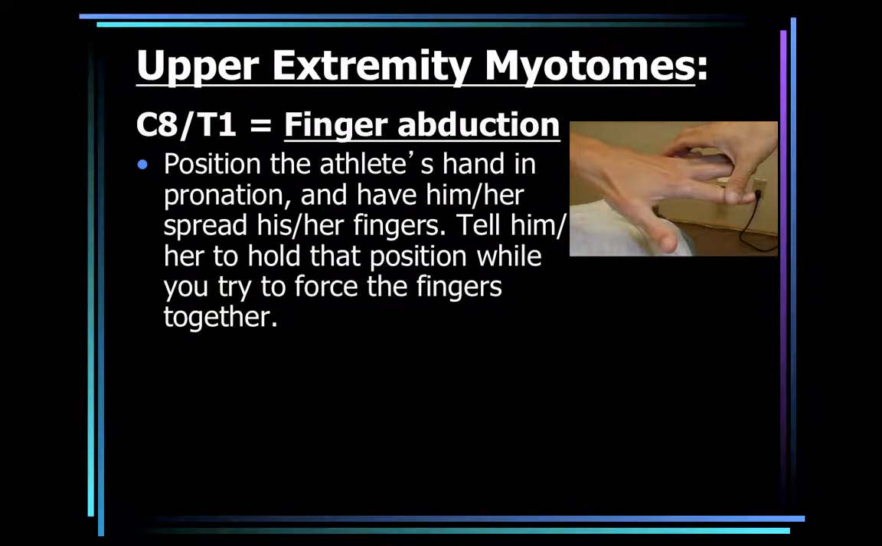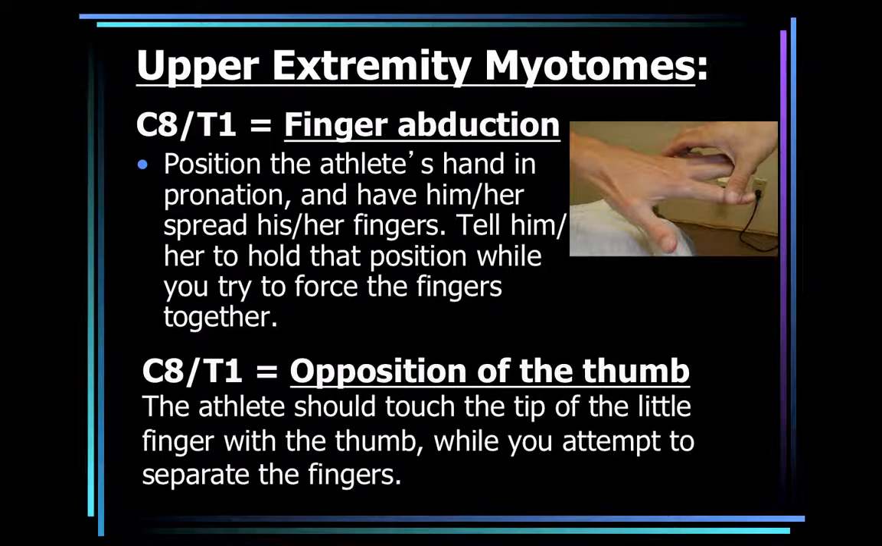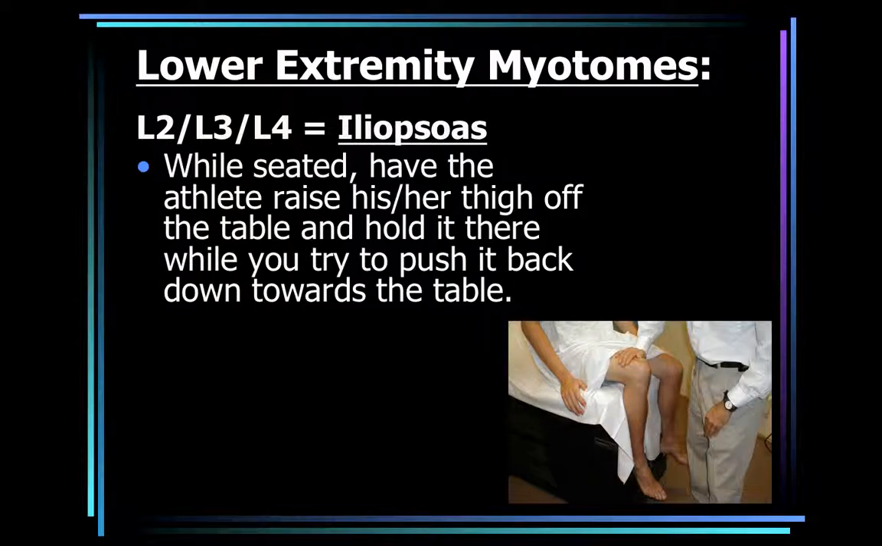Finger abduction, this one's a little tricky. Obviously, you're going to be able to overpower them. It's just the way it is. But you want to have them spread their fingers out and then hold that position while you try and force it together. What you're looking for is that you feel some resistance there, and that's an adequate test for C8, T1. Opposition, you're going to put the thumb and a finger together and try to pull them apart. And again, you will be able to overpower them, but if you feel resistance from them, then that's an adequate test, okay?